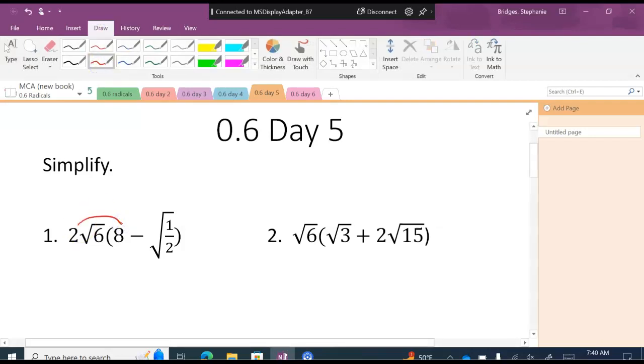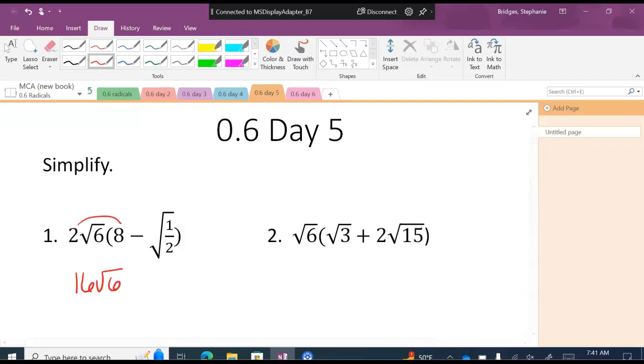times 8. And if you remember when we did this last week, we multiply the numbers that are in the same position. So numbers that are not under the radical get multiplied together, and numbers that are under the radical get multiplied together. So if I'm multiplying 2 square roots of 6 times 8, what does that 8 get multiplied, the 2 or the 6? I multiply it by the 2, right? Because the 2 is not under the radical, and neither is the 8. So when we do that, we get 16 square roots of 6.